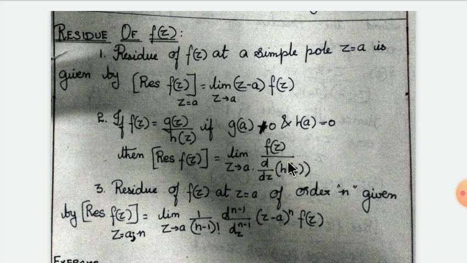Okay, so when we say that the point is a pole, if you remember, in the Laurent series expansion of f of z at z equal to a, the principal part contains only a finite number of terms. Then only we say it is a pole. So we only pick the coefficient of 1 by z in the Laurent series expansion. That is actually the residue of f of z at the simple pole z equal to a.